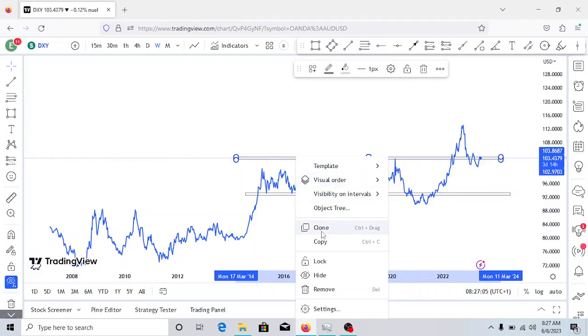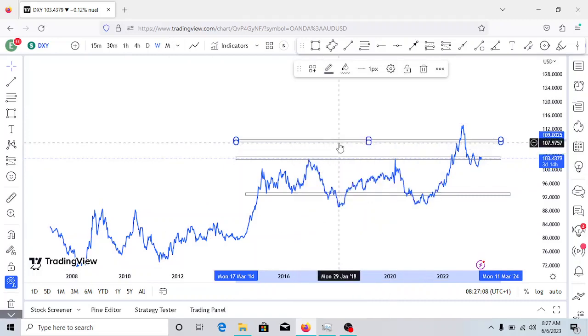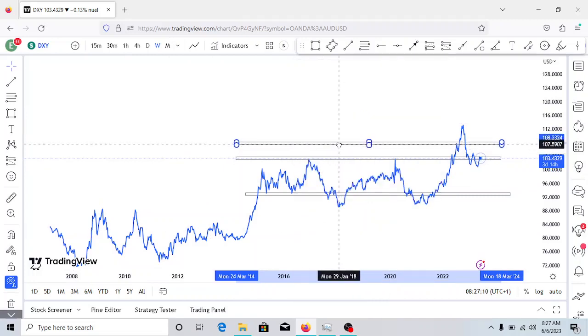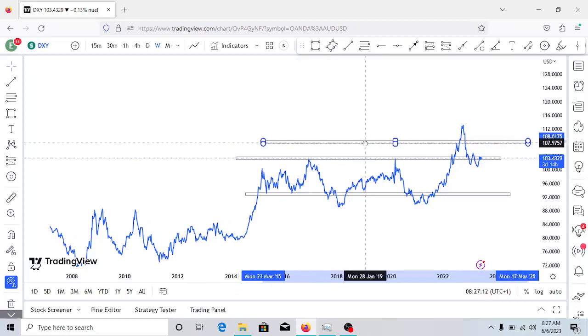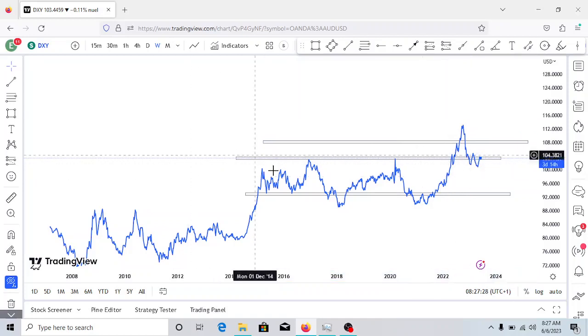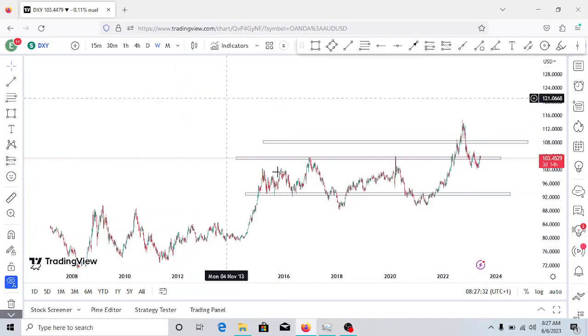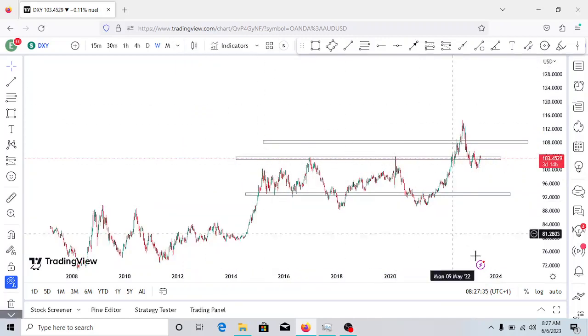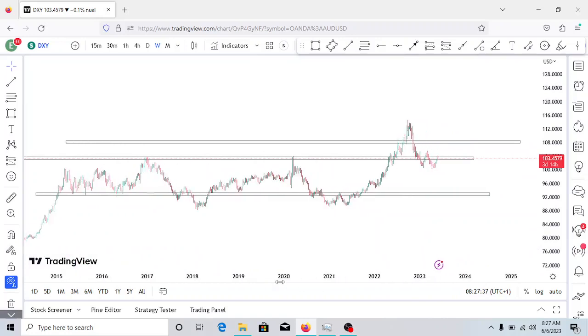Let's do one above. Let's do this here, because there was a rejection above. When the market was going up, it encountered a major stop here, and there was kind of a rejection. So let's just leave this for now and go back to the candlestick. Then we're going to go straight into the daily chart.